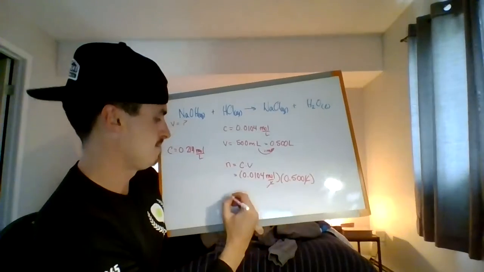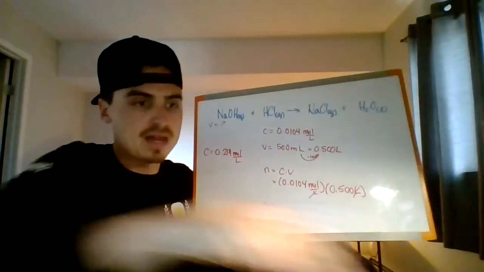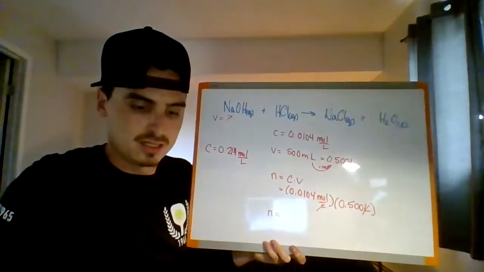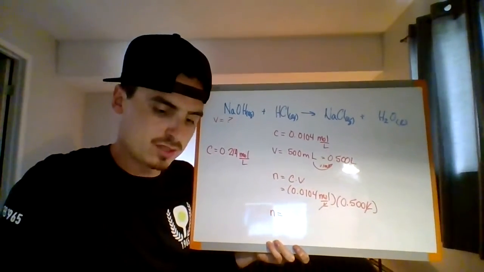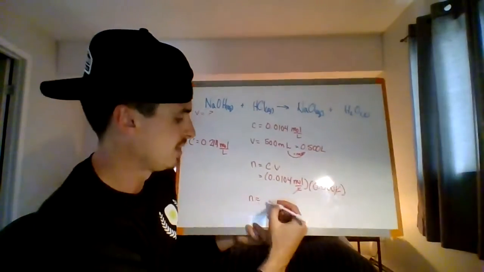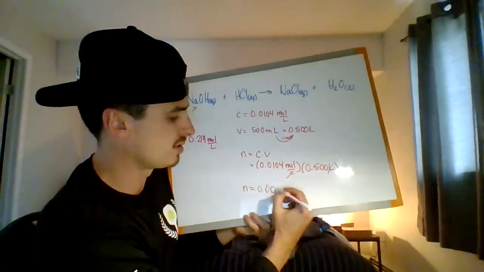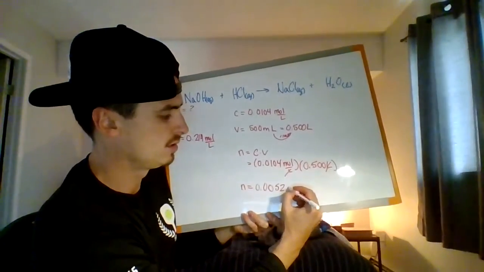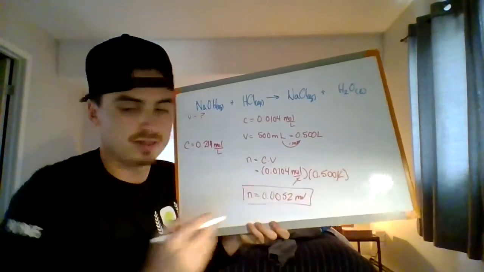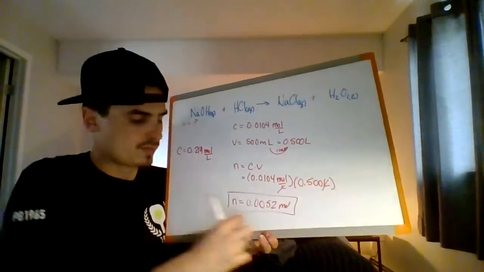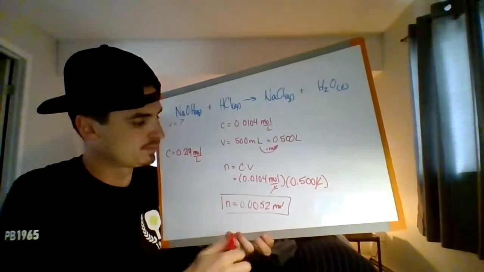Liters cancels. And in my calculator, I'm going to type that. So 0.0104 times 0.500 gives me 0.0052 moles. Okay, put a box around it. Don't round that number. Okay, keep all the numbers.